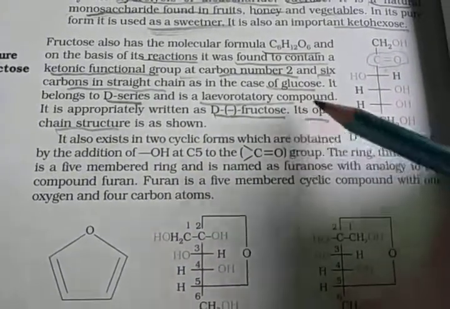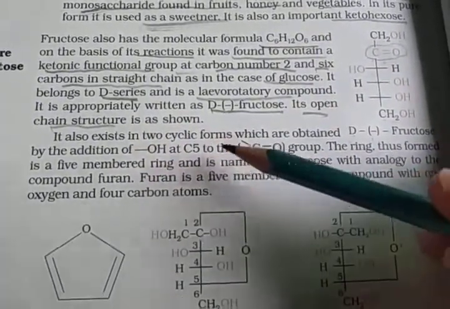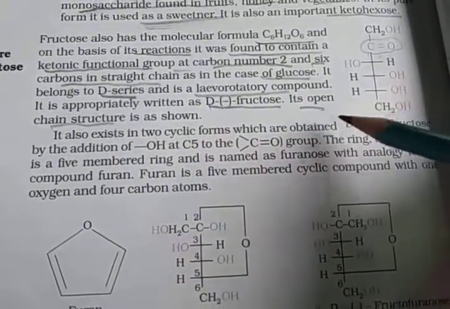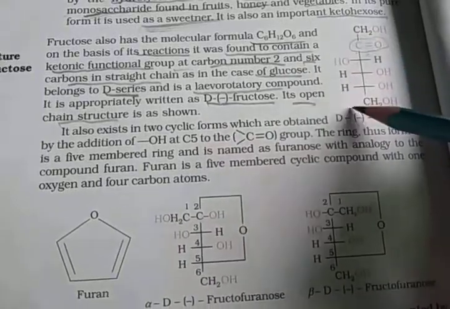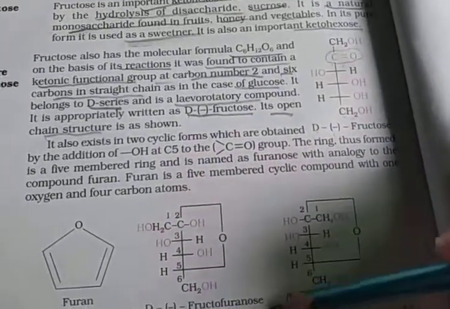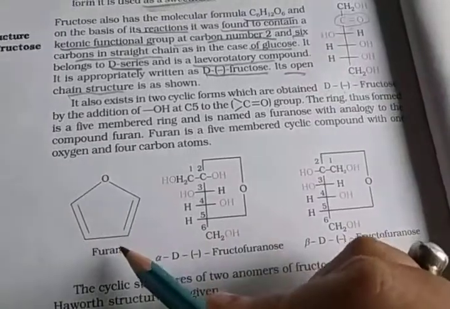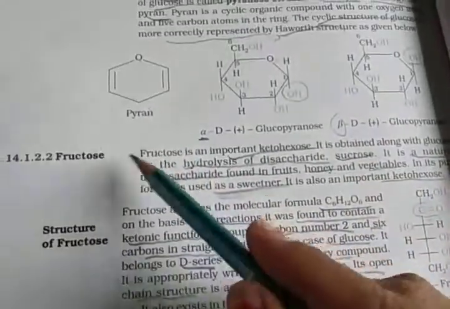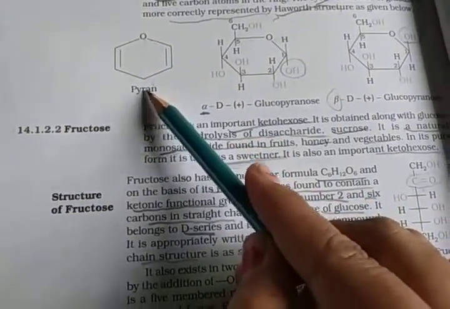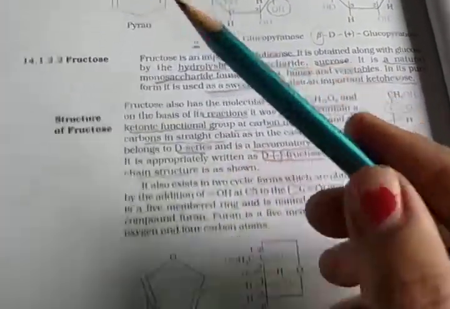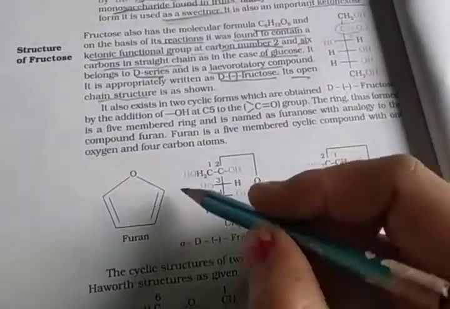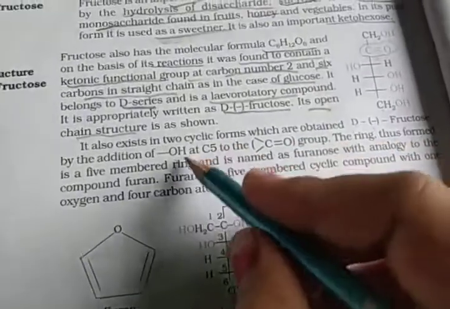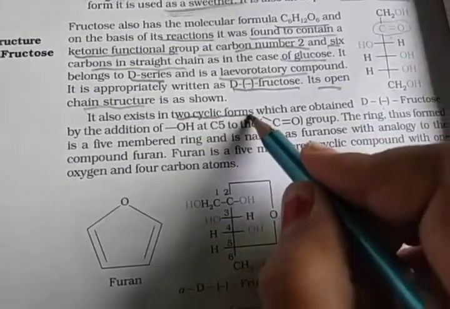Okay, in glucose it is D positive glucose because that is dextrorotatory, but here it is D negative fructose because it is a levorotatory compound. Then we have to see the cyclic structure. Glucose represents its cyclic structure by pyran, with 1 oxygen and 5 carbon, but fructose is represented by furan. So it also exists in two cyclic forms.